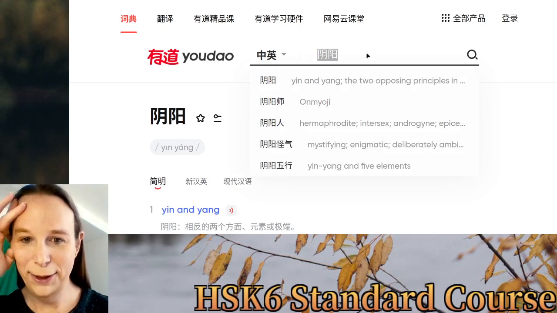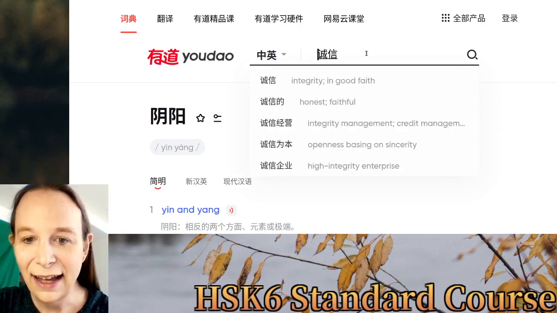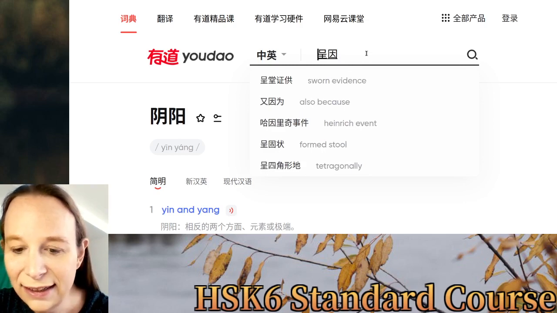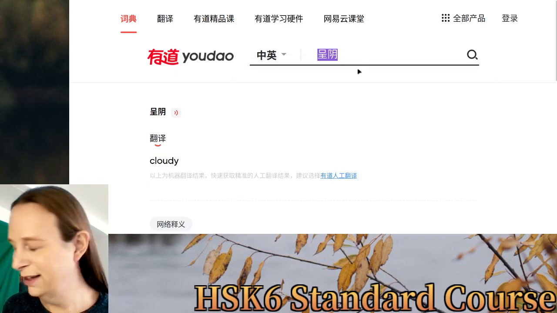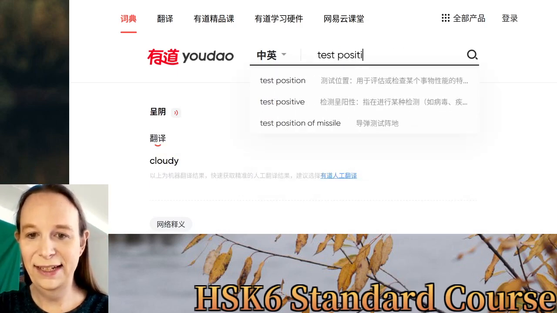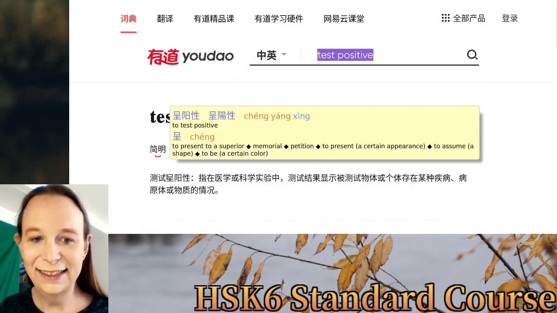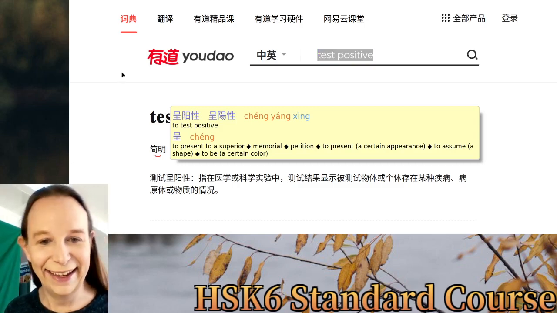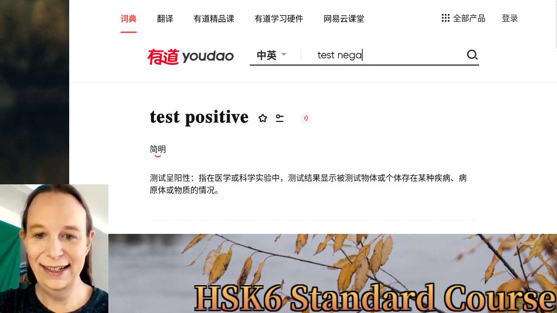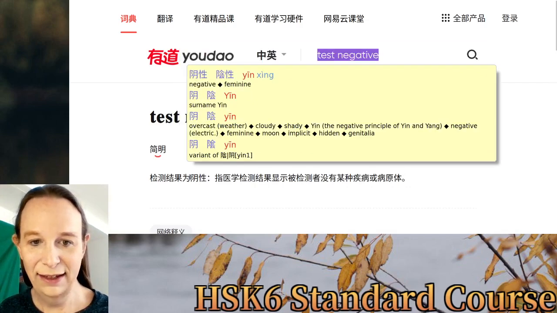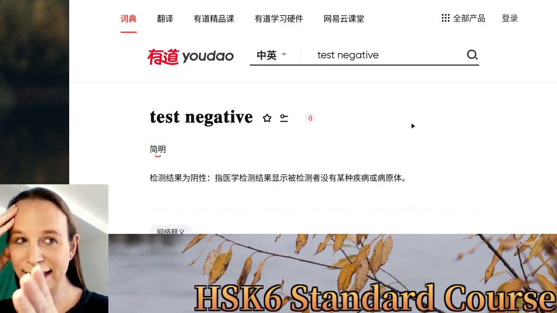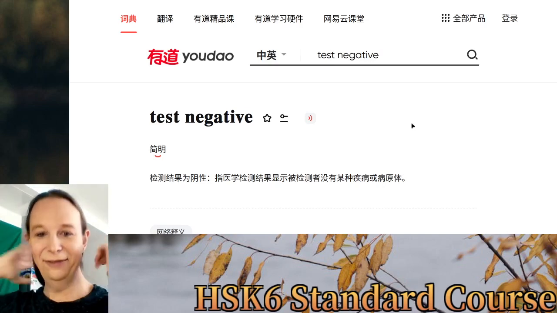So when we all got tested for a coronavirus, maybe I'll just put test positive. Yangxing. So you test positive for some disease, right? Yang, this is taiyang the yang. So when you're testing positive for a disease, it's kind of a bad thing. And test negative would be the opposite, right? Yinxing, negative. So that's the positive negative one. Yin negative, yang positive. So male's got the positive one.